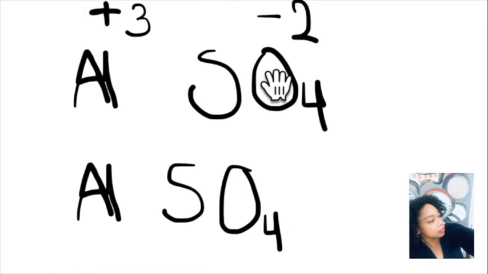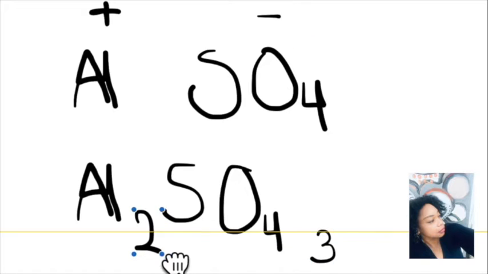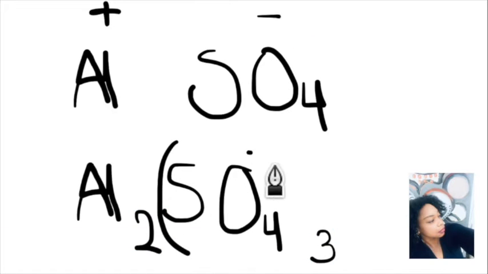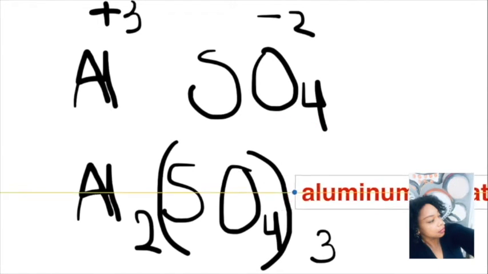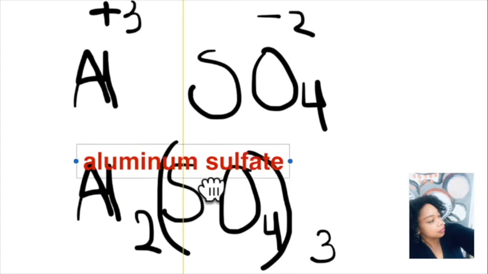SO4 sulfate. It's like having a family that you never leave. SO4s together as a polyatomic. You put the 3 there and the 2 there. We just swap the numbers. But remember, when you have more than one polyatomic as a subscript, like 3 or 2 or 4 or 5, you have to put in parentheses. 3 goes there. And we call it aluminum sulfate. That's the name of this compound.